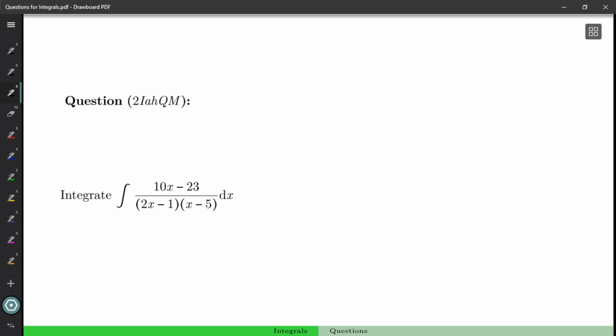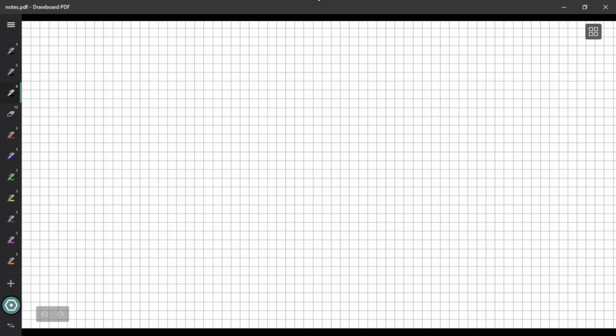Integrate (10x minus 23) over (2x minus 1)(x minus 5). So it's one polynomial divided by another polynomial. And someone was nice and came along and factored the denominator for us. So that's great. But because we've got a rational function, we are going to have to start off by working out a partial fractions decomposition.